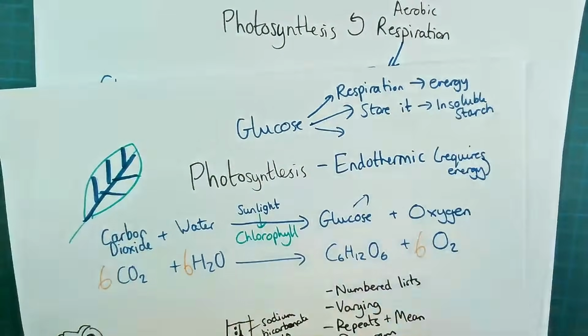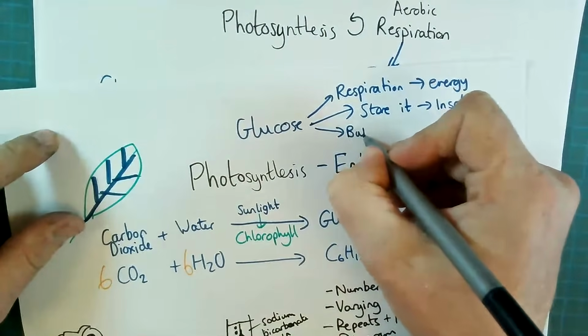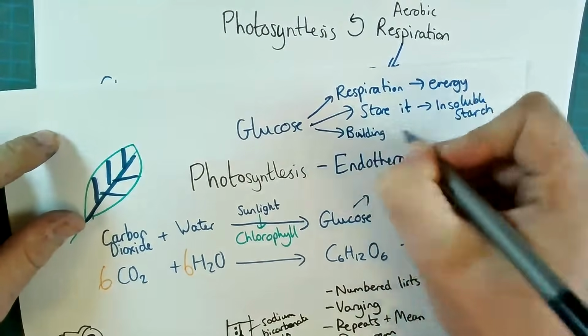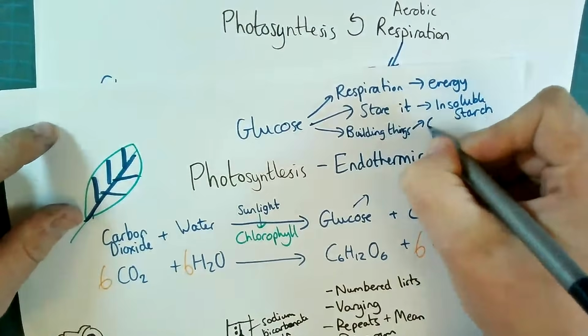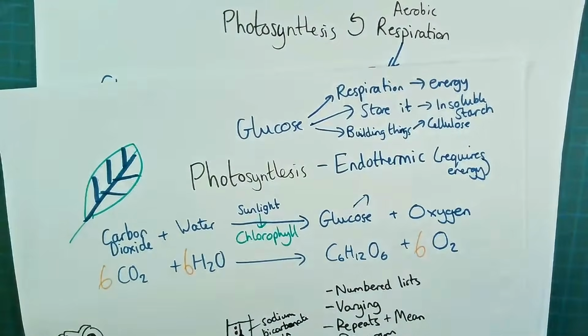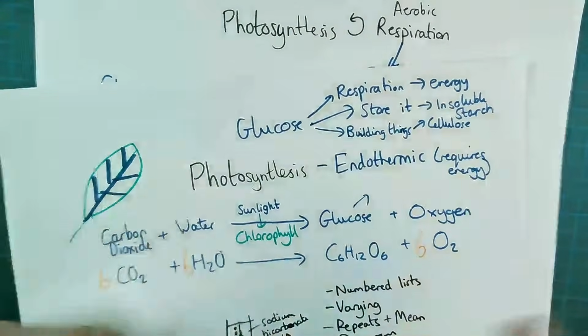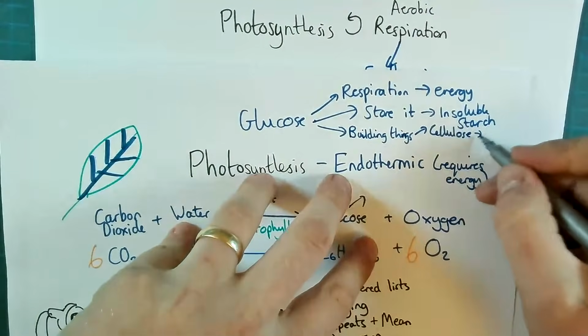The other thing we can do is we can use it to start building things, right? Now, specifically, we can make it into cellulose, which is actually, if you ever do A-level degree, basically chemically identical to starch, just depending on the type of glucose, alpha and beta glucose. Don't worry too much about that. But the cellulose, we can use for cell walls.